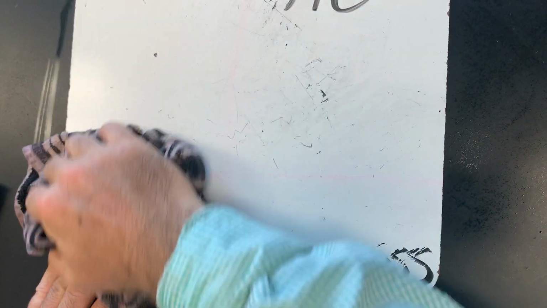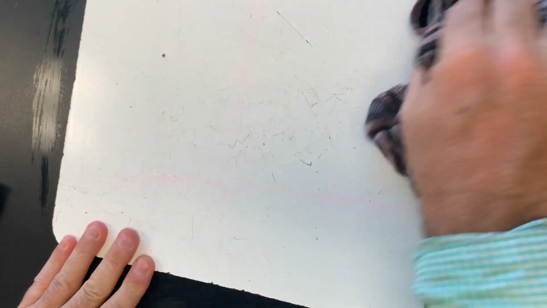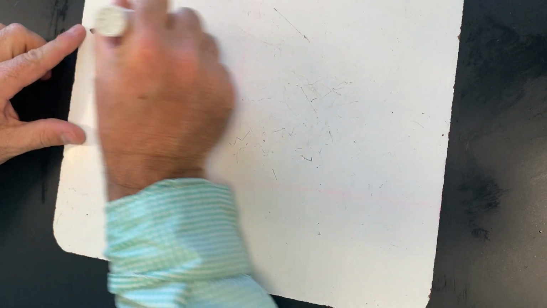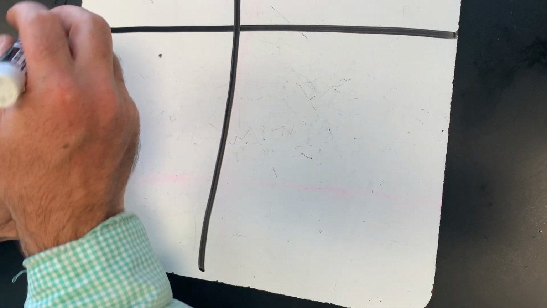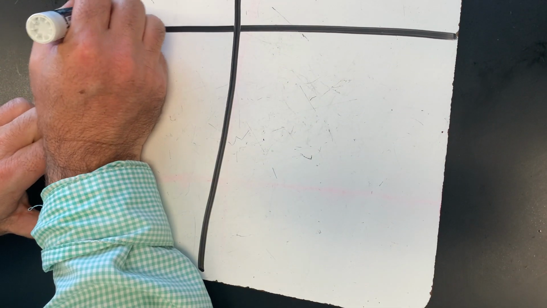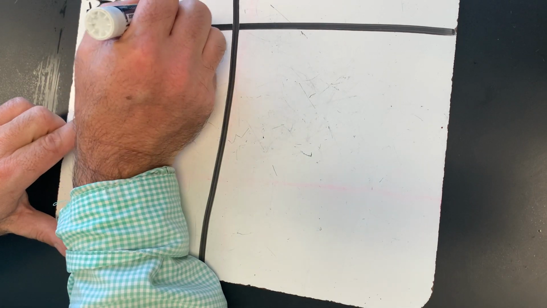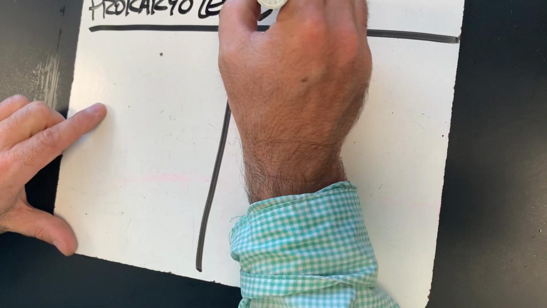So there's those two categories of cells, and we're going to go through those one by one. So the first one I'm going to do is going to be eukaryotes. So let's just make a T-chart really quick. Make sure I'm still recording. Yep. So we're going to put prokaryotes over here, and then we've got eukaryotes.